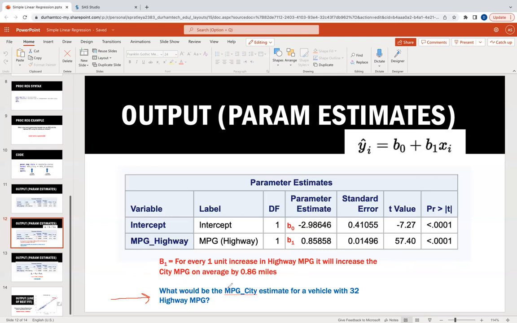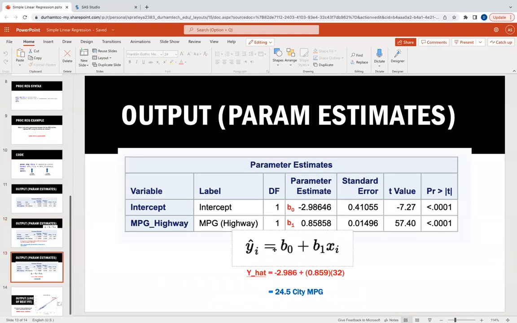Okay, so now that we see those different parts of our equation, we have a question, right? What would be the miles per gallon city estimate for a vehicle with 32 highway miles per gallon? So we can plug it into this formula above and we can get that because we have beta naught now and we have beta one. It's just these two values right here in our parameter estimates, right? So let's see what that result is on the next slide.